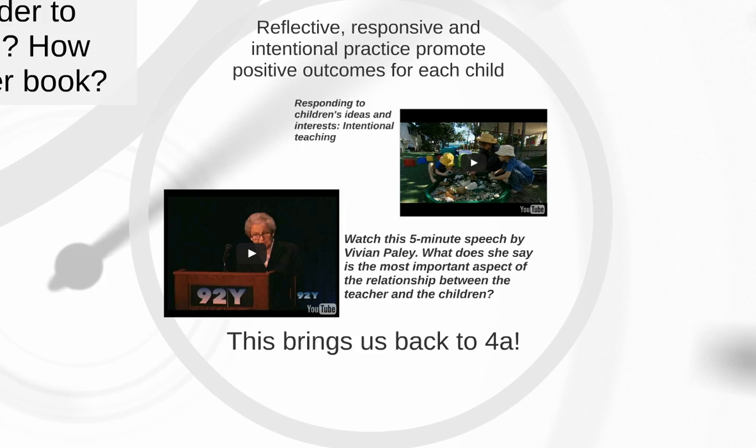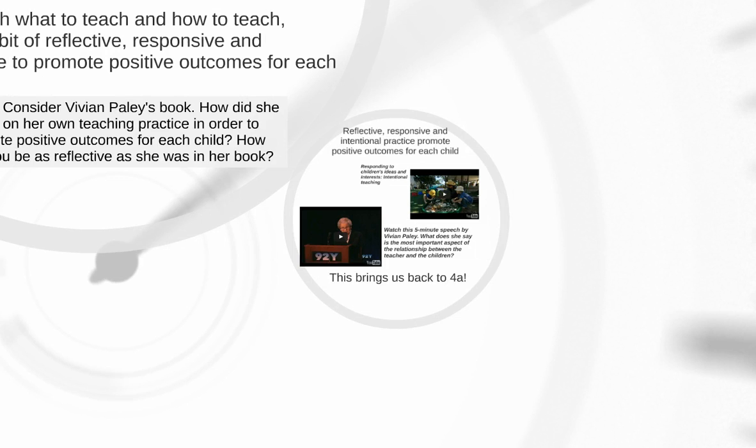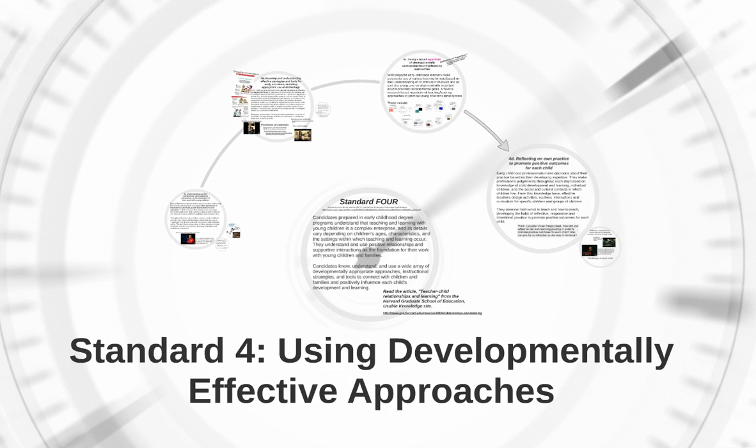So think about, this is Vivian Paley and her video. She also has a book. Think about how she reflects on her own teaching practice in order to promote positive outcomes for each child. How can you be just as reflective as she was in her book? And that's Standard 4. It's all about developmentally effective approaches. So find this Prezi in the course resources to access all the great articles and videos here.